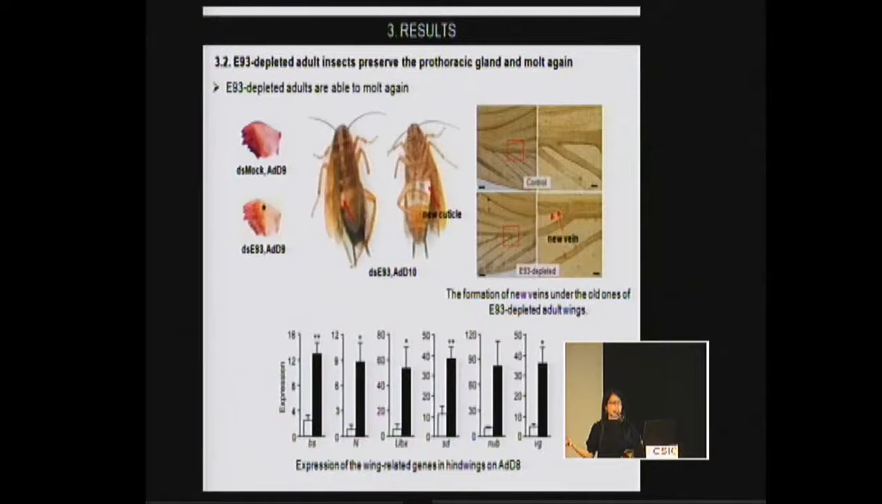Since you see here just some part of the cuticle that can shed or be removed. And also in the wings, we found that they try to do apolysis, and they form the new veins under the old ones. We checked for the expression of wing-related genes in the wings of these adults, and we also found that those wing genes are highly expressed.